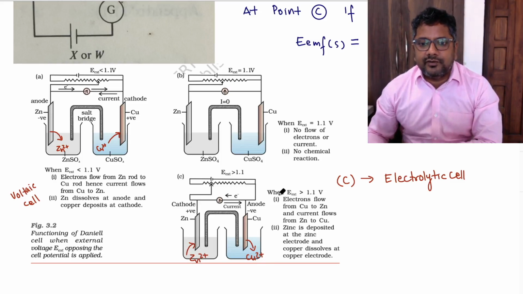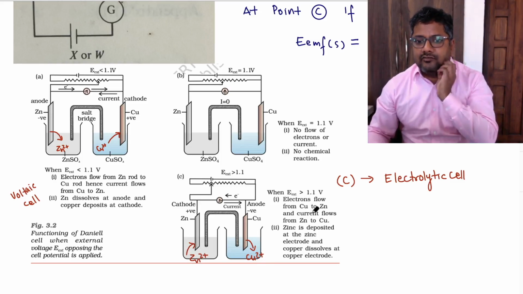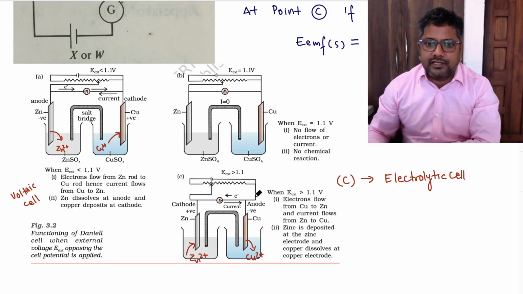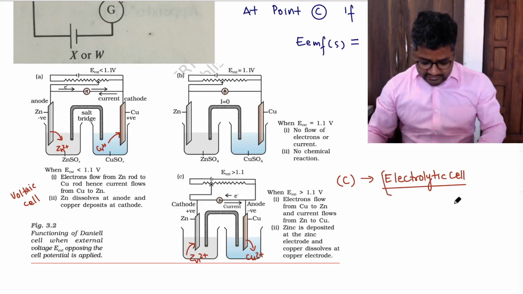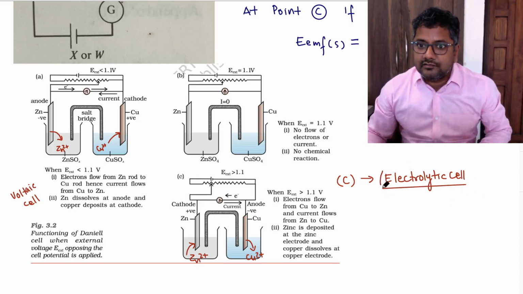See here, when E external is greater than 1.1 volt, electrons flow from copper to zinc, which means from anode to cathode, and current will flow from cathode to anode. And zinc is deposited at the zinc electrode. Now electrolysis has started. So now this cell becomes an electrolytic cell. Right? This cell is an electrolytic cell.